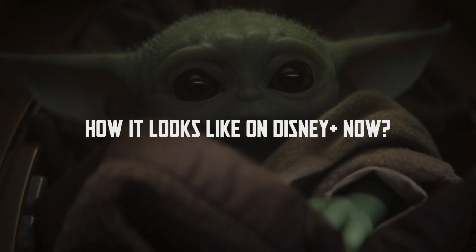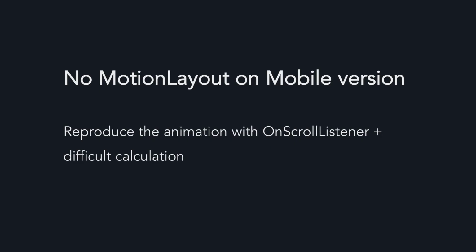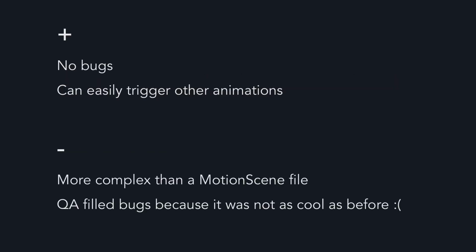So how does it look on Disney Plus now? We decided to remove the motion layout from our mobile version for now, but it's not final. We just wait to have a more mature code base and a stable version of motion layout to give it a try again. All the animations, except some cool details of motion layout, were reproduced with the on-scroll listener and some difficult calculation. This new solution has no bugs, I hope, and can easily trigger other animations, but it's way more complex to understand than a motion scene file.